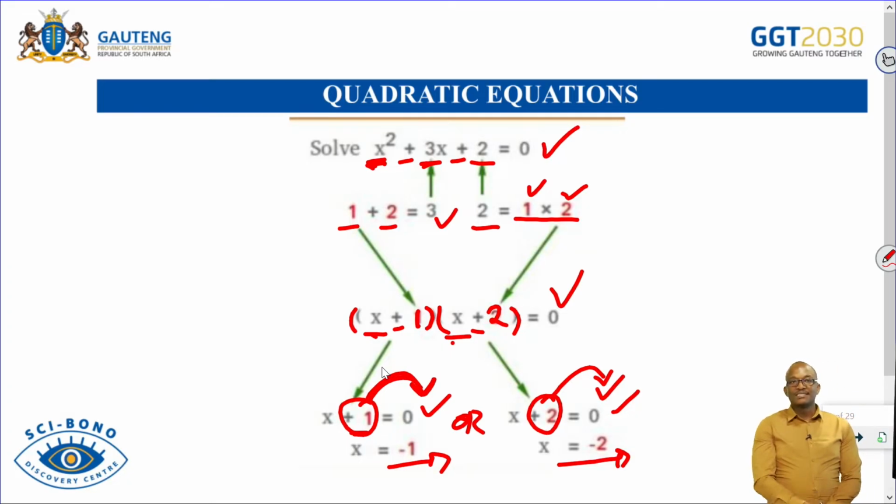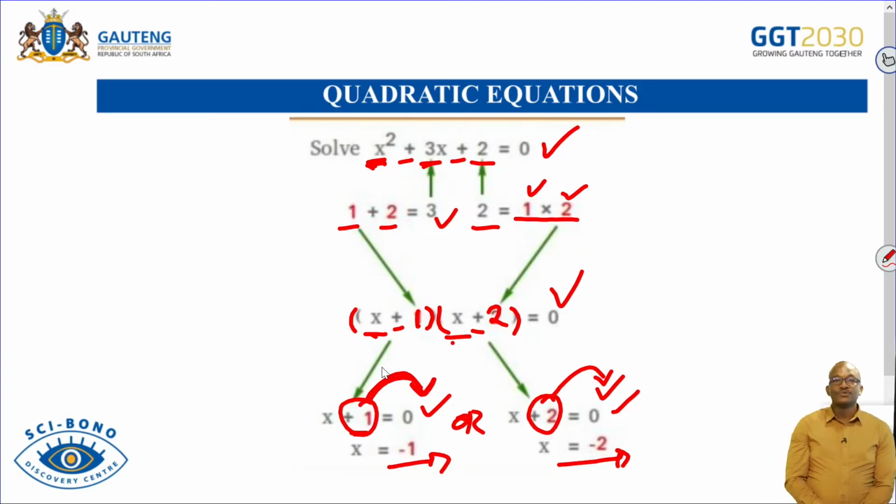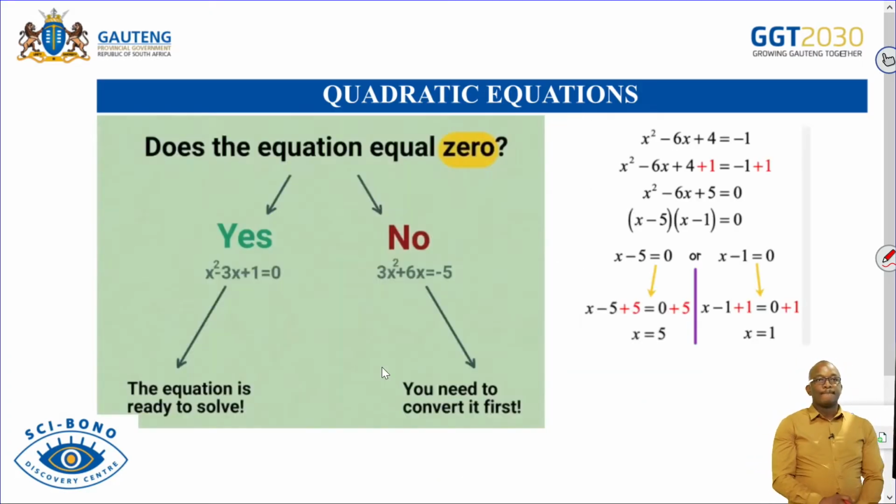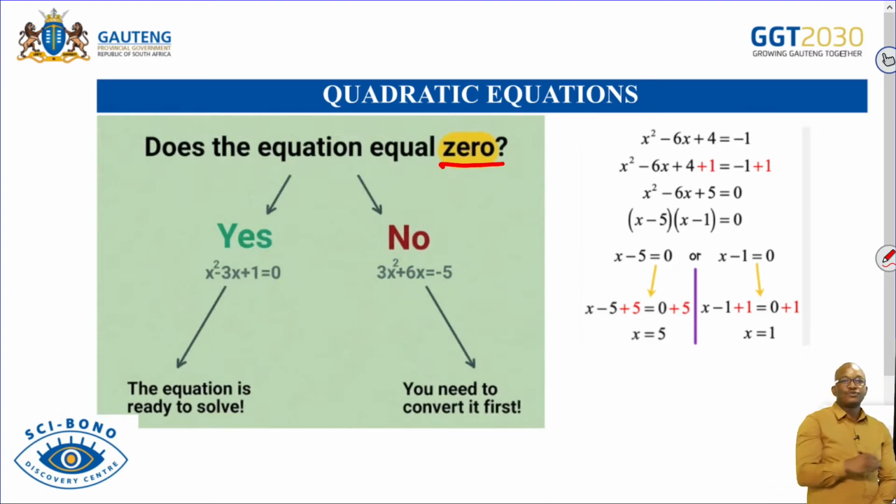So this is an example of what is going to happen in our lesson today. So these are the questions that you need to ask yourself whenever you are dealing with quadratic equations. As you are following your steps, you have to ask this type of questions. Does the equation equal 0? That is the question that you need to ask yourself.